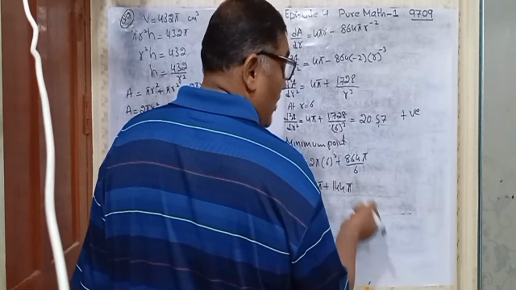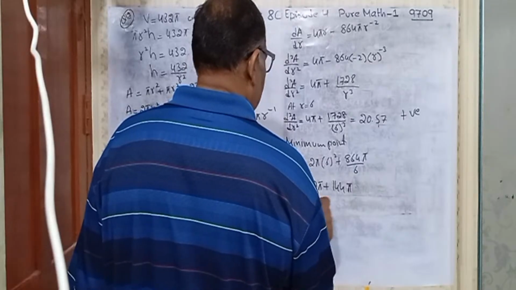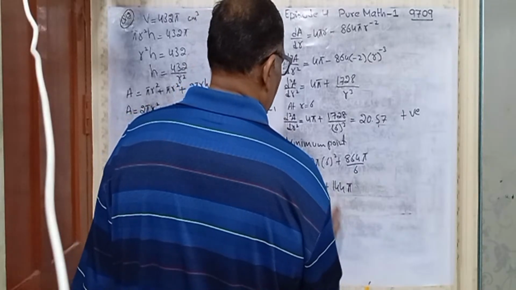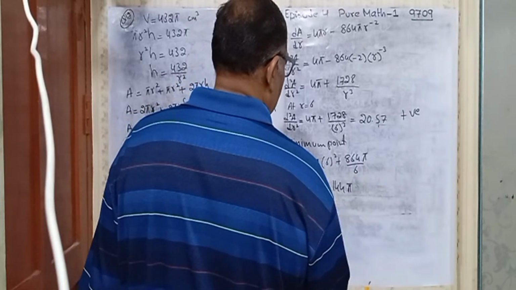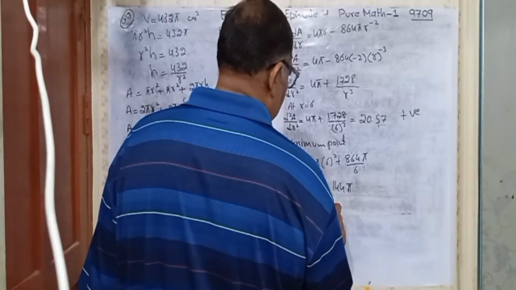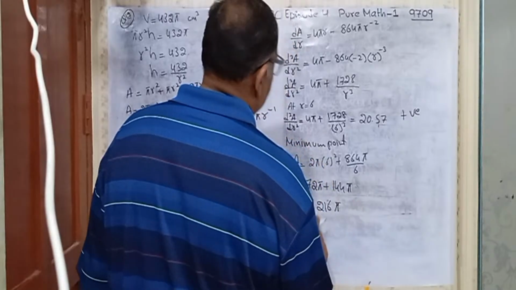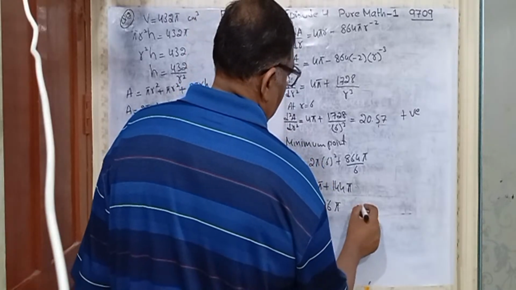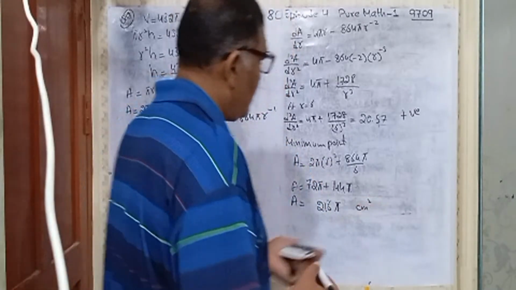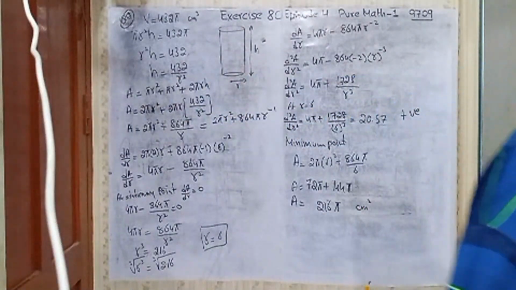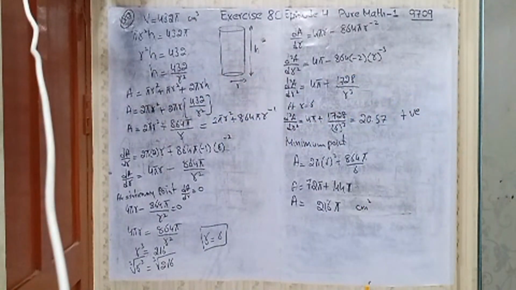In the book, they have given the answer in terms of pi, so you will have 216 pi. They have given the answer like this, okay? So this will be centimeter squared, and this area will be the minimum area.